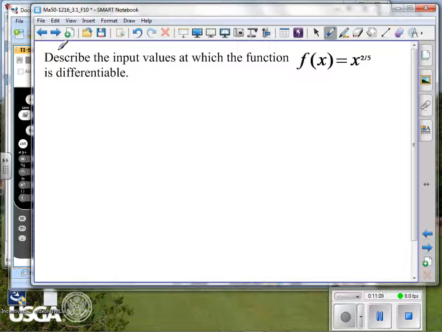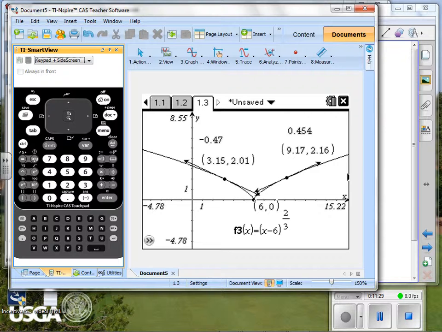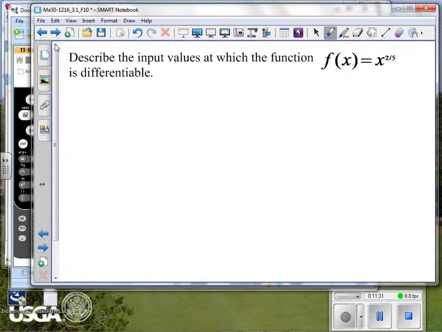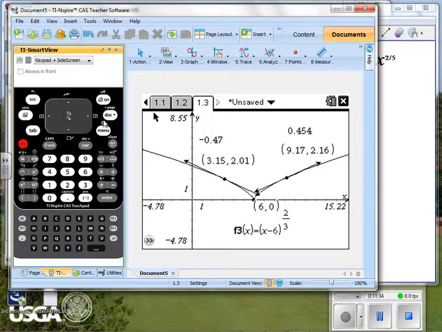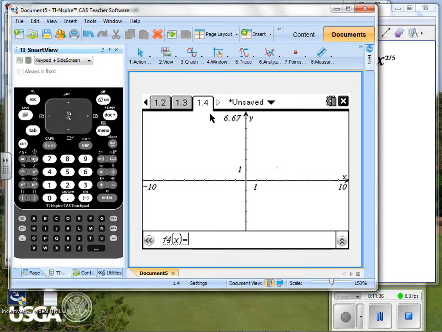We're going to look at the derivative of this function, and we're going to decide, is the derivative ever undefined? If it's undefined at a point, then we know it won't have a derivative there. But if that's the only one that comes up, then we know it's okay every place else. So let's do this first. Let's graph this function first. So we have x to the 2/5 power. I'm just going to insert another page here, and I've got x raised to the 2/5 power.